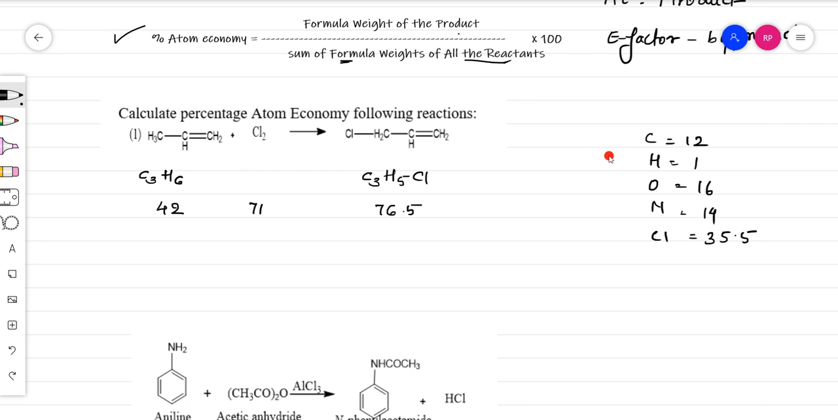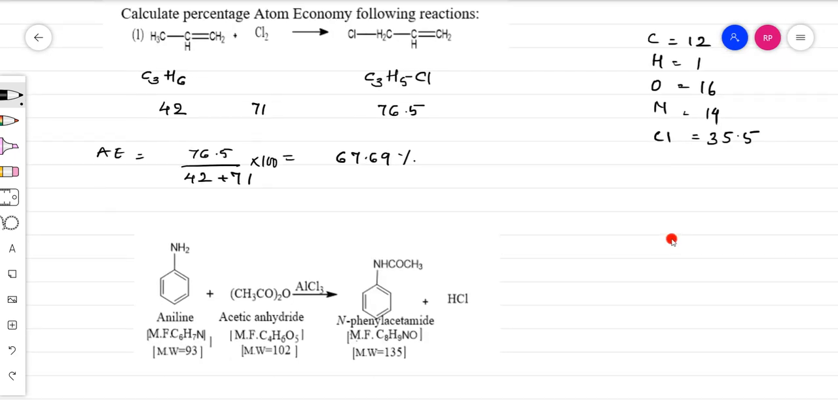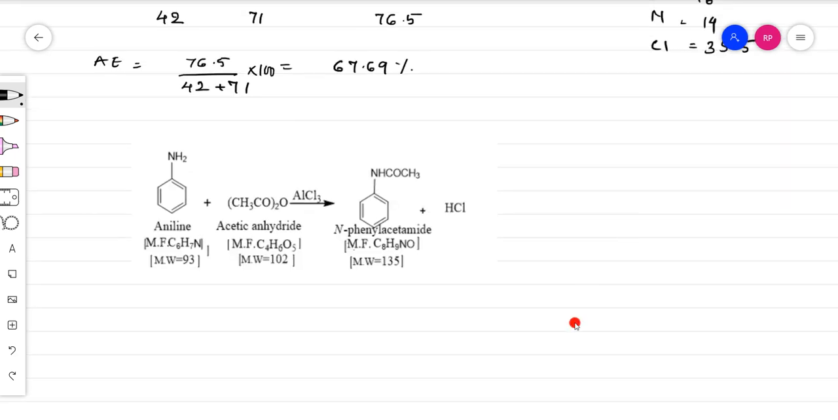Now there is no byproduct, so this becomes very easy. Atom economy is the formula weight of the product, that is 76.5, upon 42 plus 71. Do the calculation and you will get the answer, and this is of course times 100. So the percentage atom economy is 67.69. Fine, this is pretty simple.